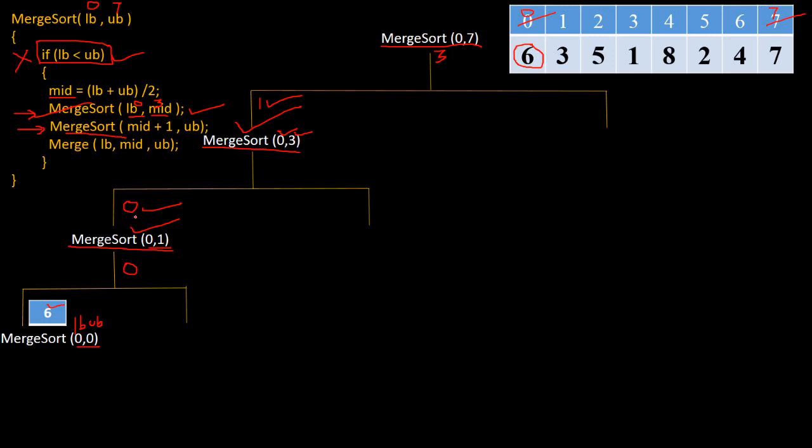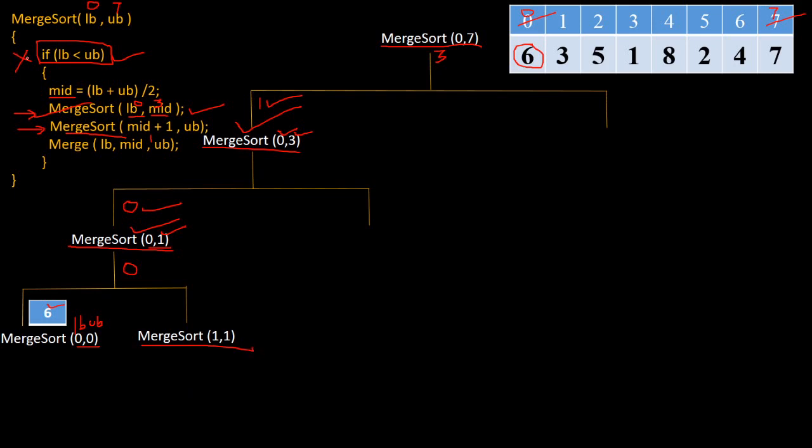How much is mid? Mid is 0. How much is 0 plus 1? It is 1. And how much is ub? Ub is your same, that is 1. Okay, ub is your 1, right? This is ub. So this again is merge sort 1 comma 1.